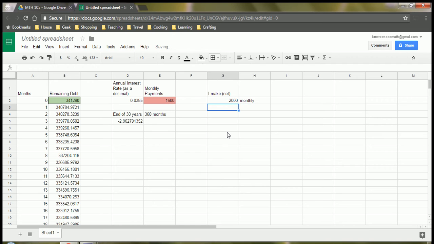Okay. So I make $2,000 monthly, and let's say I want to put an additional 1% of this $2,000 towards my payments. So 1% of my net income is going to be equal to my net income times 0.01. Okay, so I'm adding this $20 on. So over here in my monthly payments, it would be equal to the $1,600 plus my 1% over here. That updates my schedule. So now you can see what happens at the end of 30 years.